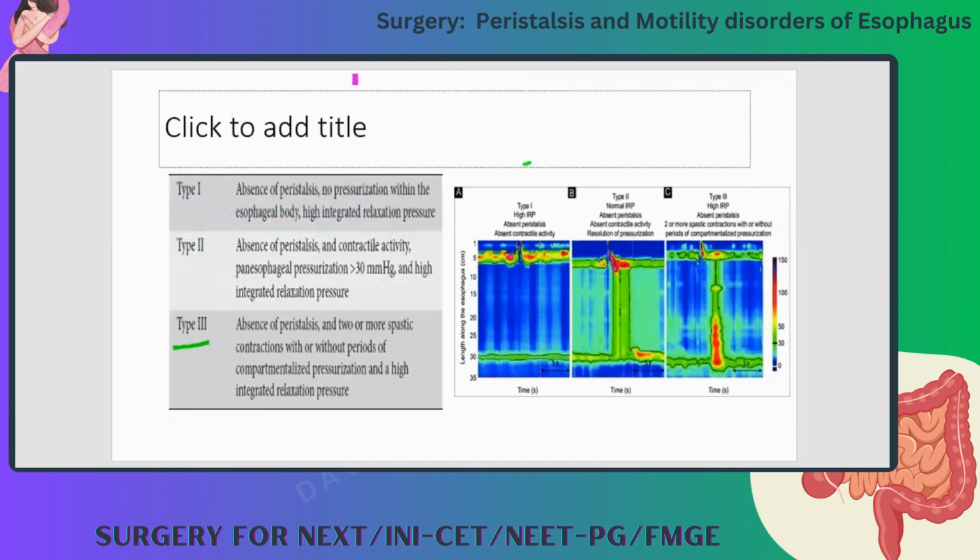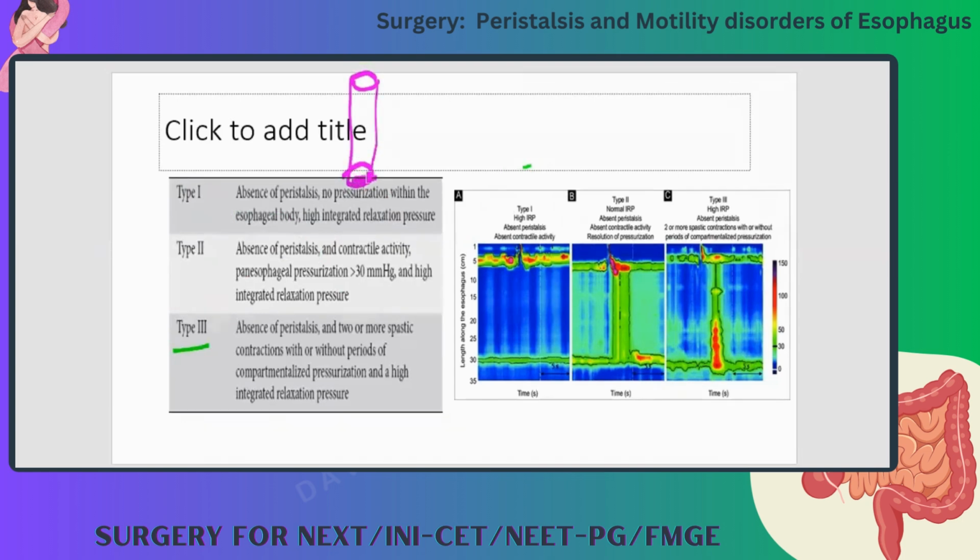Okay. See, this is the esophagus. This is the sphincter below. In type 2, this is the esophagus and this is the sphincter. There is no peristalsis in both. Peristalsis is absent in type 1 and type 2. Pressures of the sphincter are high in both. Till now it is okay?